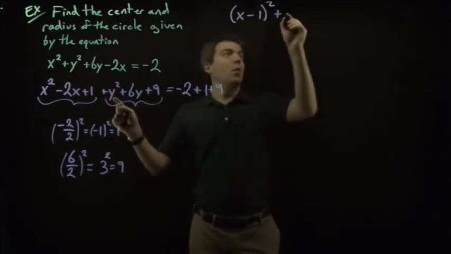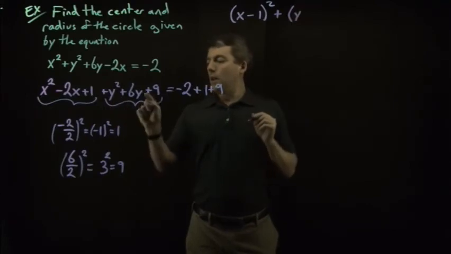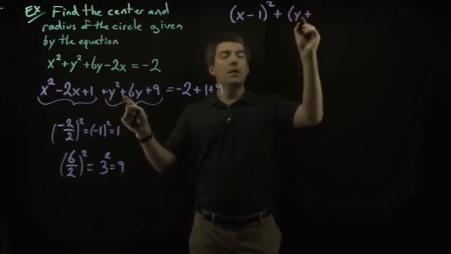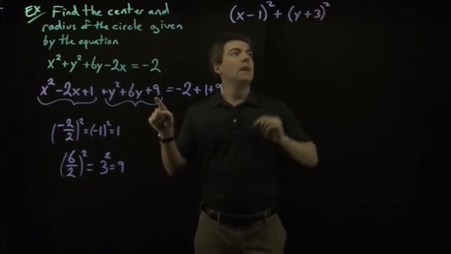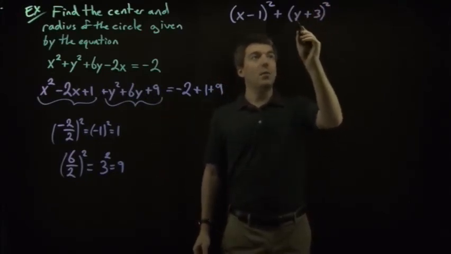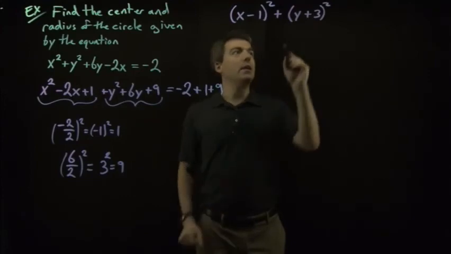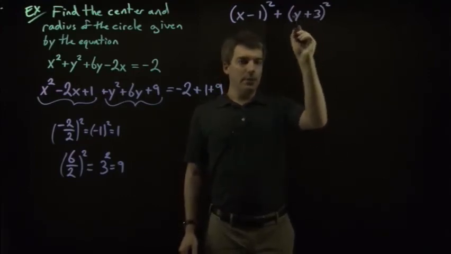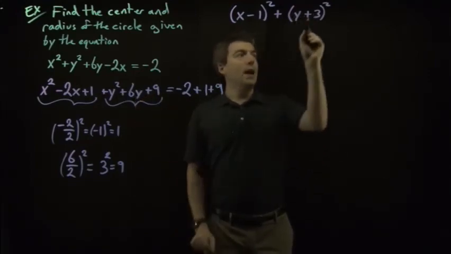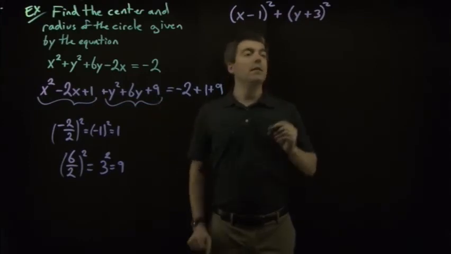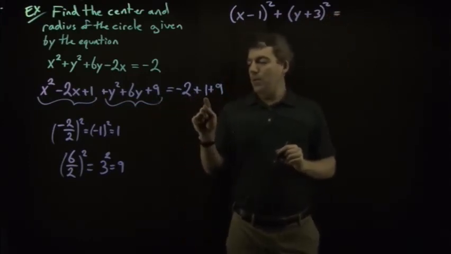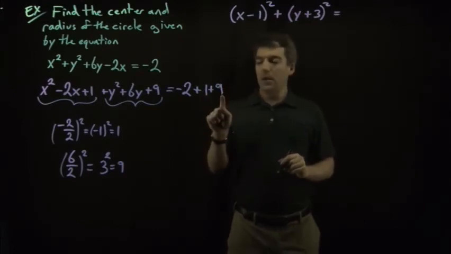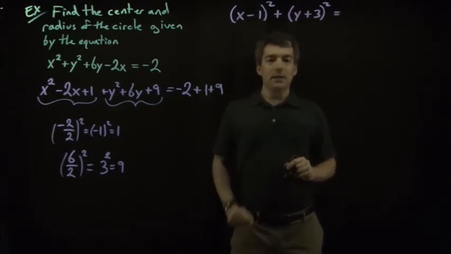So this is quantity y plus 3 squared. And again, we can multiply this out. Y times y, y squared. Y times 3, 3 times y, 6y. And then 3 squared, 9. Right. And on the other side, we have negative 2 plus 1 is negative 1, plus 9 is 8.